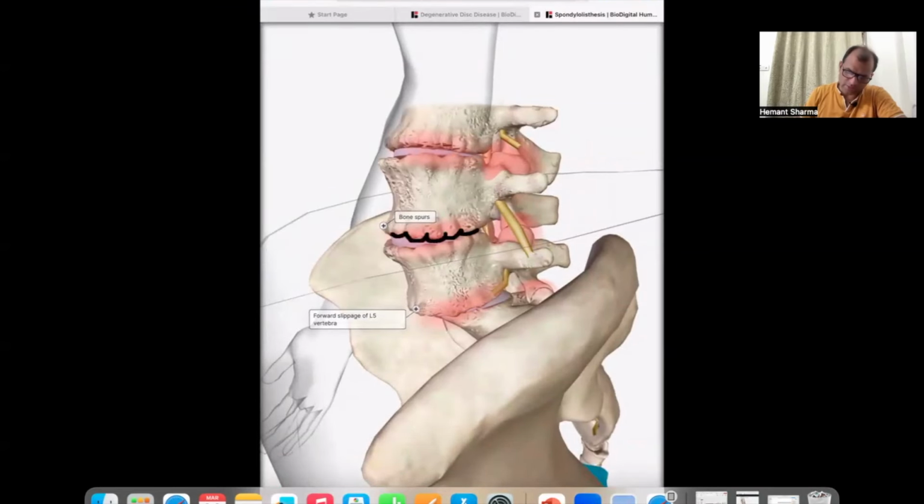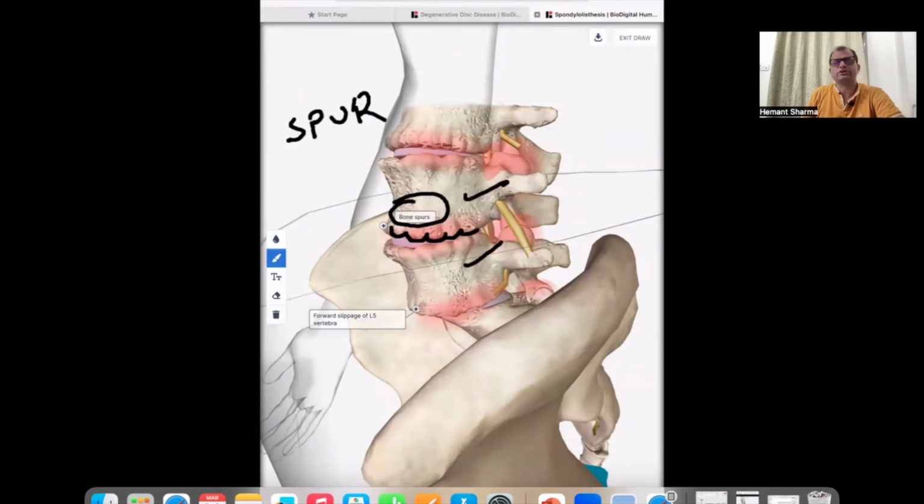These are called bone spurs. इन्हें हम कहते हैं spur, bone spur. Spur means the sprouts of the bone, bone के sprout बन जाना. Then upper and lower bone coming near to each other.